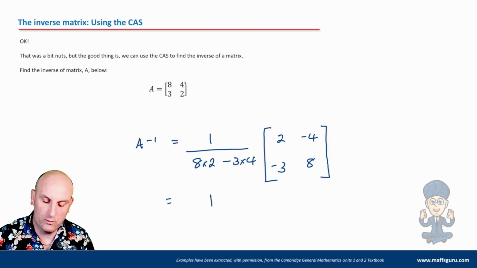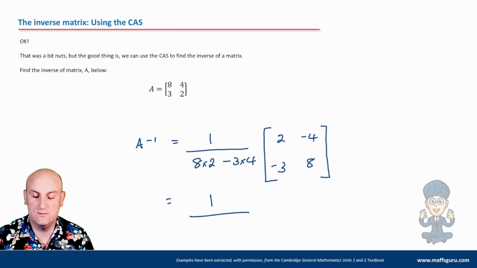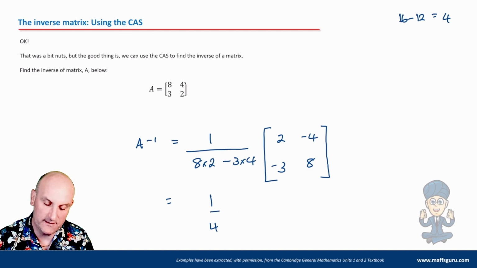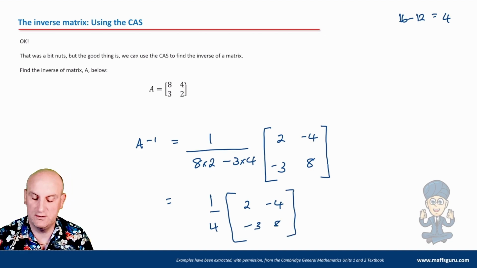So that becomes 1 on, well, 8 times 2 is 16. I'm going to do a little subcalculation up here. 3 times 4 is 12. Take them away becomes 4. So it becomes 1/4. So let's get rid of that massive sign there. Of 2 minus 4 minus 3 and 8. Now I've run out of screen real estate.